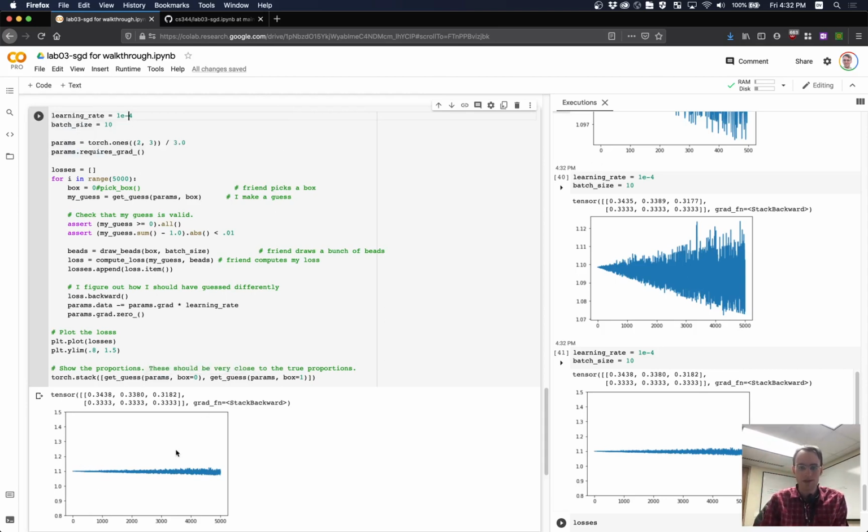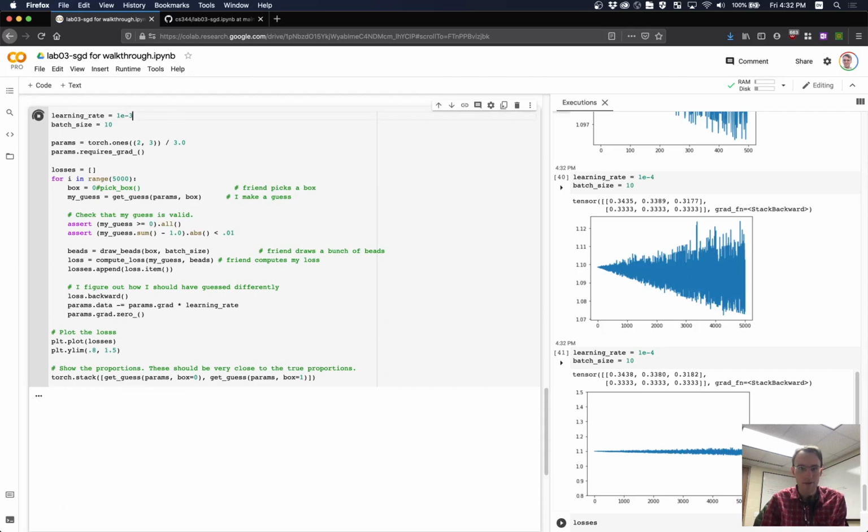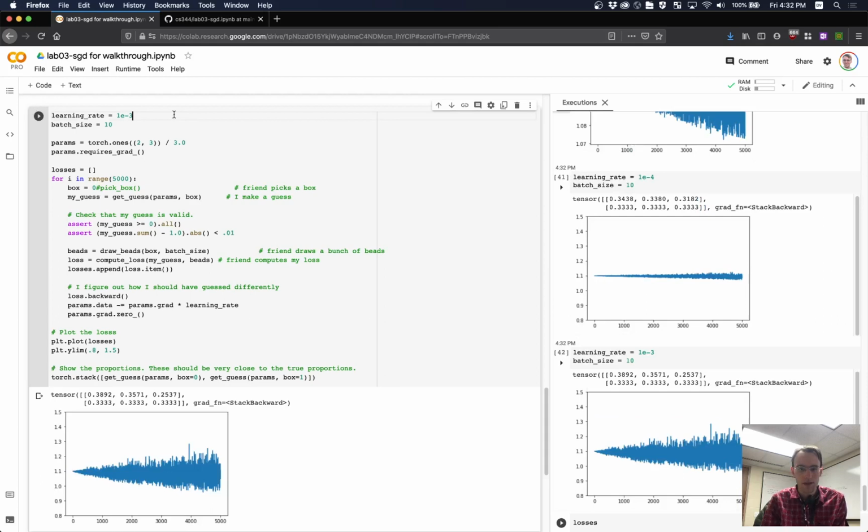Okay, so this looks like it's pretty good for box 0. We've converged on 0.34, 0.33, and 0.31. Maybe that's a little bit too small of a learning rate. Maybe we should actually do a little bit more.